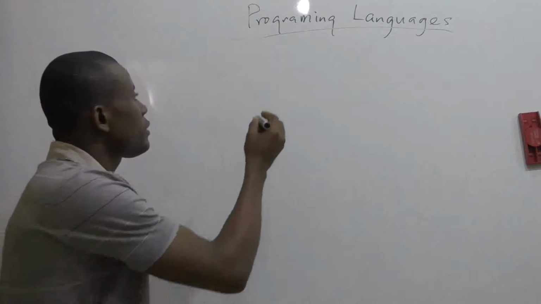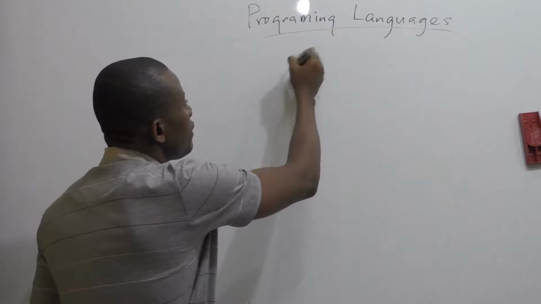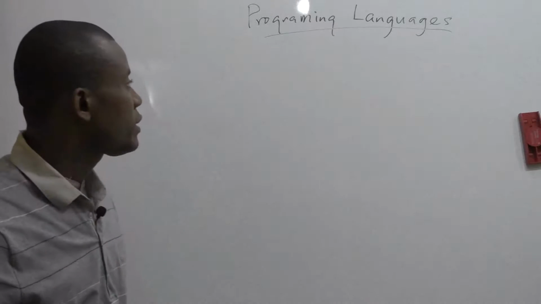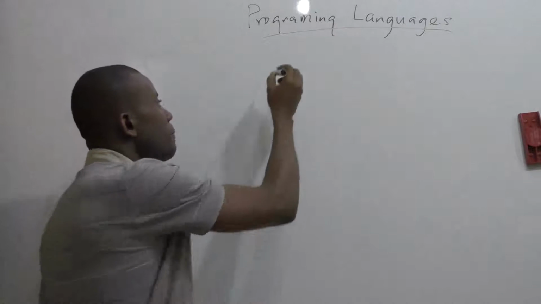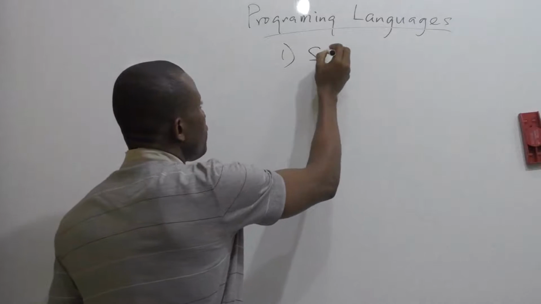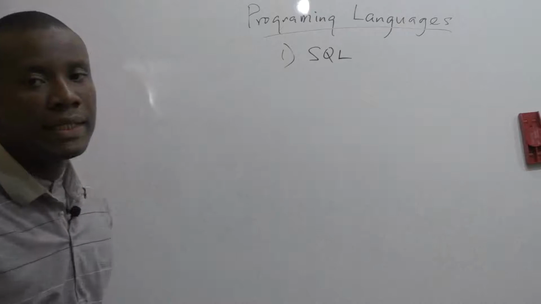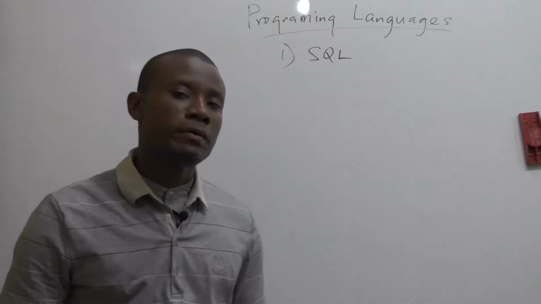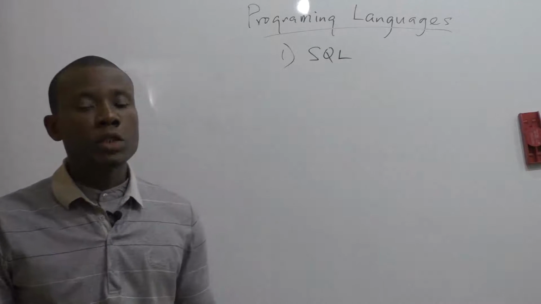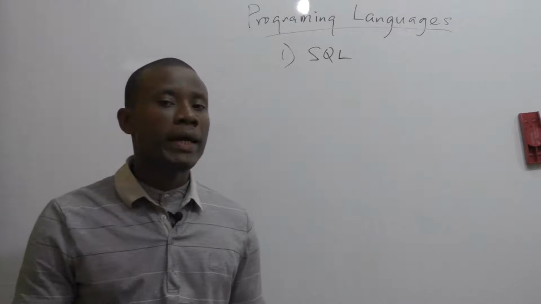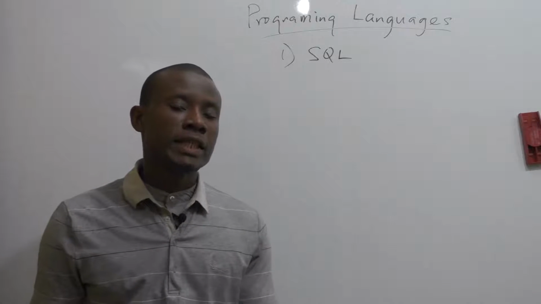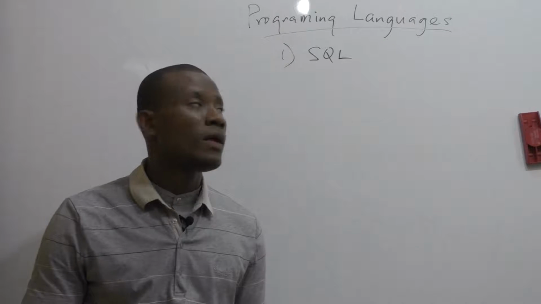I'm thinking I'm going to discuss it in the order of popularity. Let's just start discussing them. The first one that is very much popular, or the most popular programming language, is SQL. SQL is also a query language. Sometimes it's not classified as a programming language.